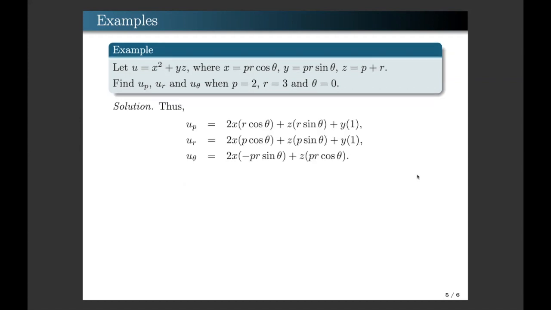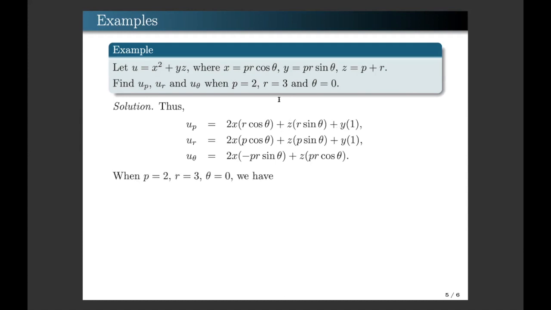So what's next? We have the following expressions for the partial of u with respect to p, with respect to r, and with respect to theta. But the problem requires that we plug in p is equal to 2, r is equal to 3, and theta is equal to 0. But if you notice, for these expressions, we have a mixture of x, p, theta, z, and y. So it's not enough to find p, r, and theta. We also need to find x, y, and z.